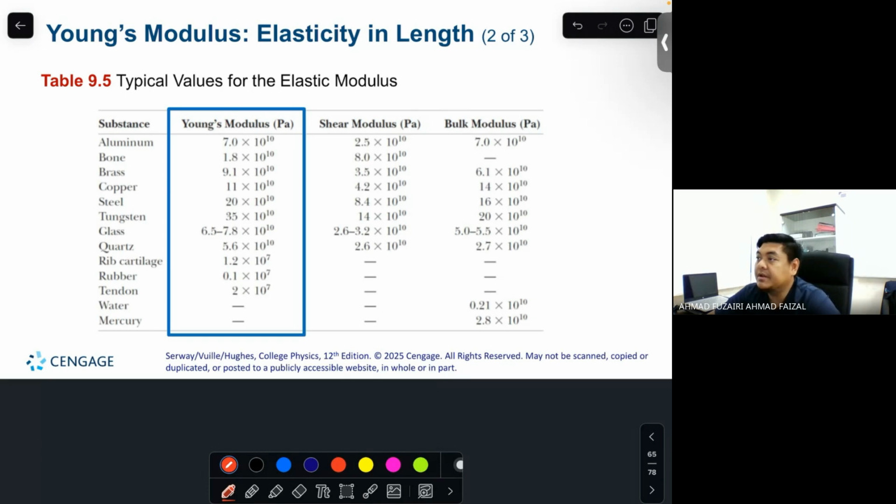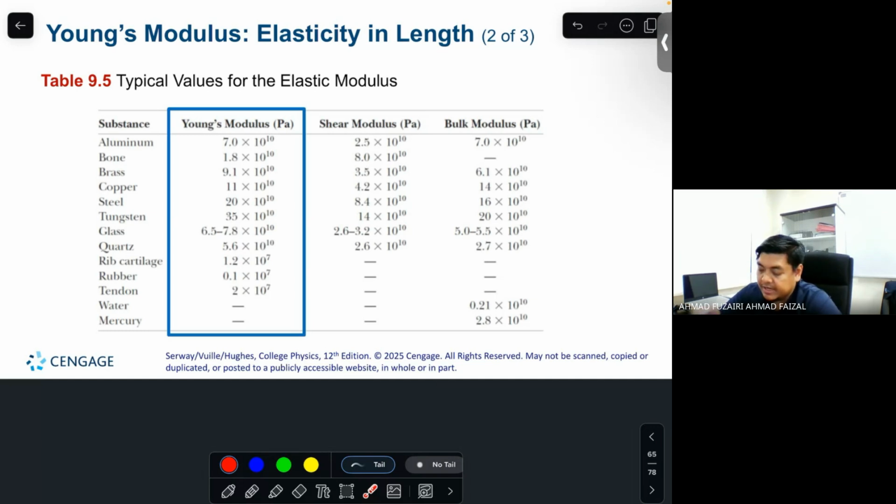A material having a large modulus is difficult to stretch or compress. Quite a value here. You can see aluminium has 7 times 10 to the power of 10 Pascal, and compare it with rubber, for instance, at 0.1 times 10 to the power of 7. So the larger the value of Young's modulus, the higher the stiffness.